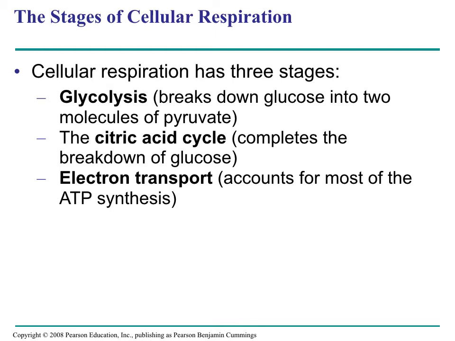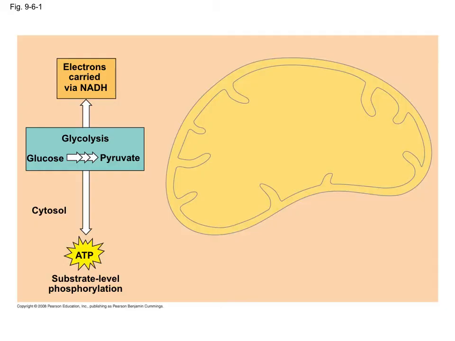Cellular respiration is broken down into 3 stages. There's glycolysis, which breaks down glucose into 2 molecules of pyruvate. That's the first step, and that occurs in the cytosol. Then there's the citric acid cycle, which completes the breakdown of glucose, converting pyruvate into carbon dioxide and water. This occurs in the mitochondria. And then you also have the electron transport chain, which accounts for the synthesis of ATP, which also occurs in the mitochondria.